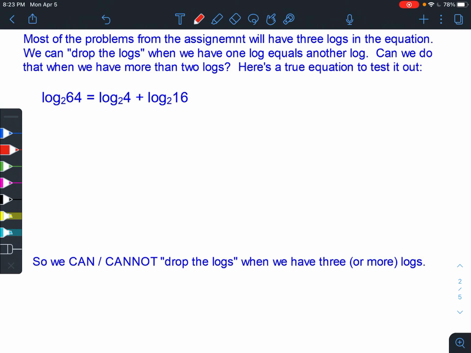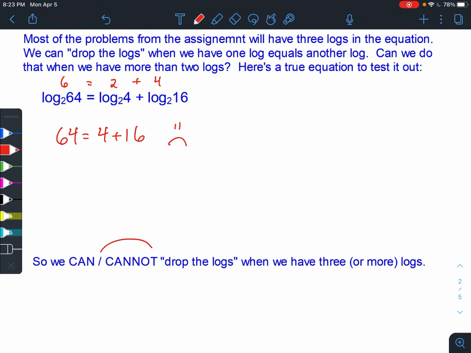Okay, log base 2 of 64, now we know that's equal to 6. And log base 2 of 4 is equal to 2. And then log base 2 of 16 is equal to 4. So certainly 6 equals 2 plus 4 works great. Cool. But if we just drop the logs, notice we get 64 equals 4 plus 16. And that's very, very not true.